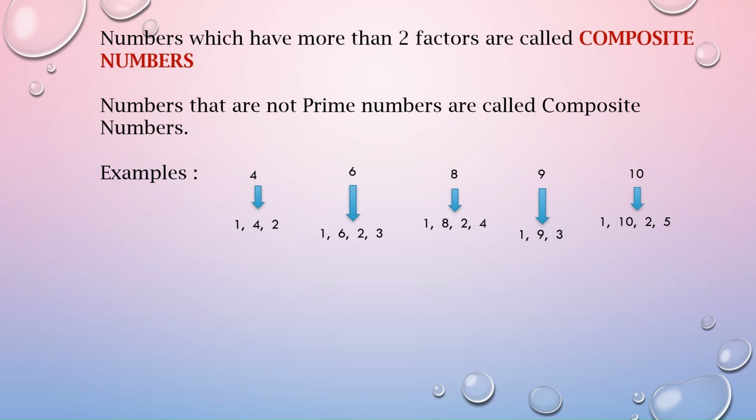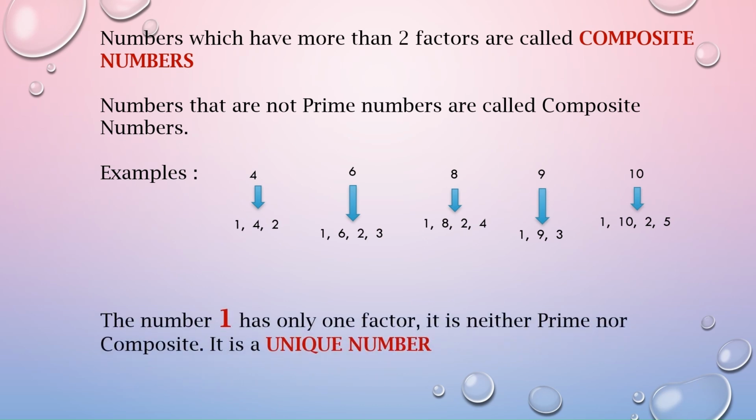What about the number 1? It has only one factor. 1 one is 1, isn't it? So it is neither prime nor composite. It is a unique number.